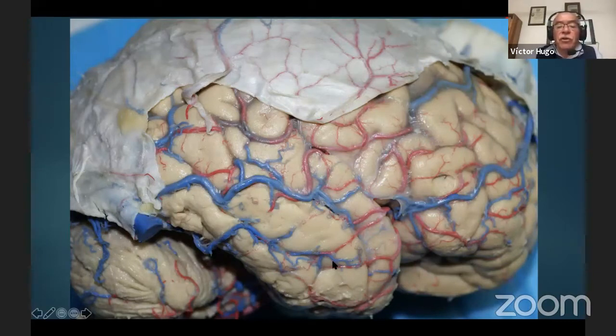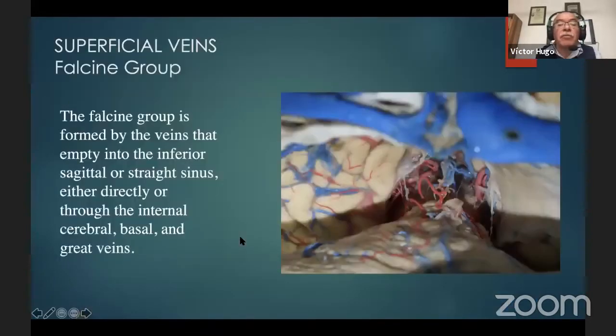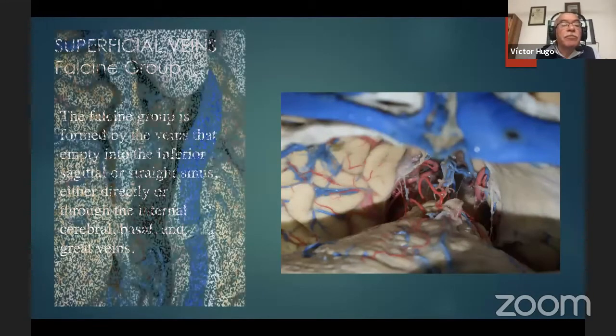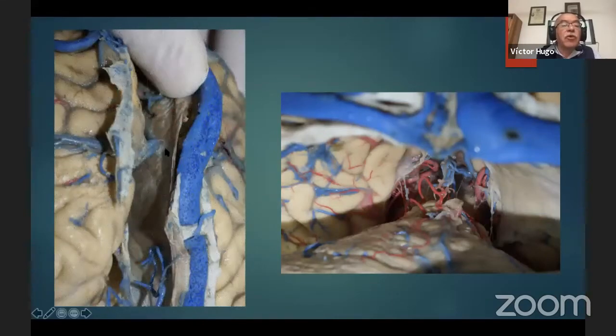This is the anterior temporal vein. The falcine group is formed by the veins that empty into the inferior sagittal or straight sinus, either directly or through the internal cerebral, basal, and great veins. This is the falcine group. These veins go to the inferior sagittal sinus.